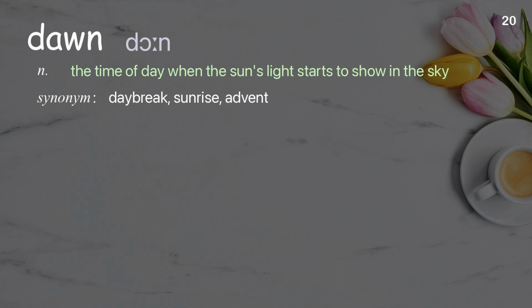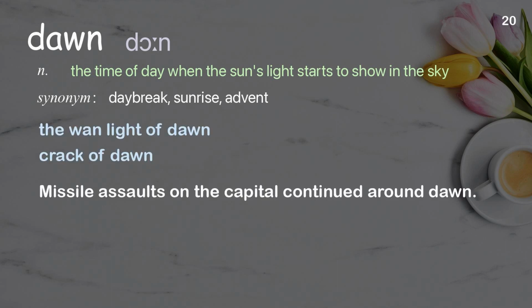Dawn. The time of day when the sun's light starts to show in the sky. Examples: the wan light of dawn, crack of dawn. Missile assaults on the capital continued around dawn.